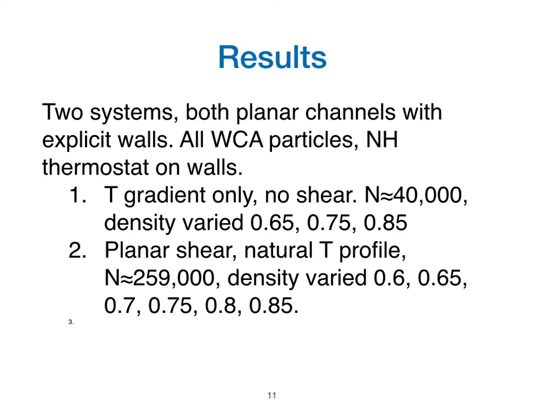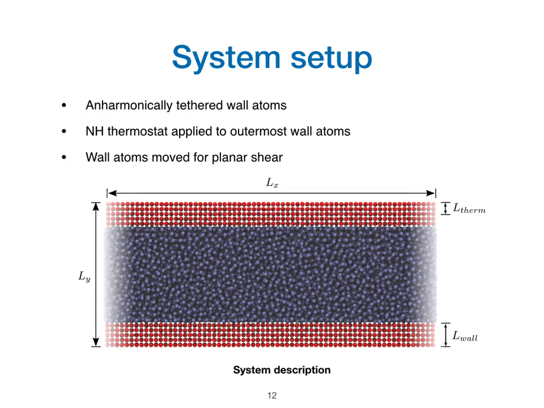We are doing Poisson flow simulations to look at the curvature effects, but we're not including that in this presentation. So in our results, we're just looking at simple WCA particles with the Nose-Hoover thermostat on the walls to generate a temperature gradient. We've got no shear in the first set of simulations and varying the density. In the second set of simulations, we have planar shear with a temperature profile that's generated naturally by the viscous heating of the fluid. And we also vary the density in that case. So that's our system set up. We have walls with a Lennard-Jones type fluid in between, and we can move one wall relative to the other to generate planar shear.